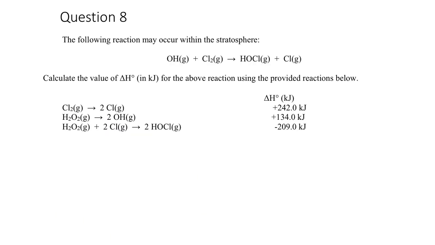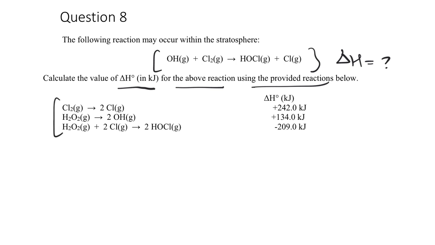All right, let's take a look at question 8. So question 8 is saying, can we somehow calculate the delta H of this reaction? The following reaction we're told occurs in the stratosphere. Calculate the delta H in kJs for the above reaction using these provided reactions below. So the idea is, can I manipulate these reactions here? Can I take these reactions and add them up, do whatever I need to do such that they sum up to our desired reaction here? And so hopefully we can do that.